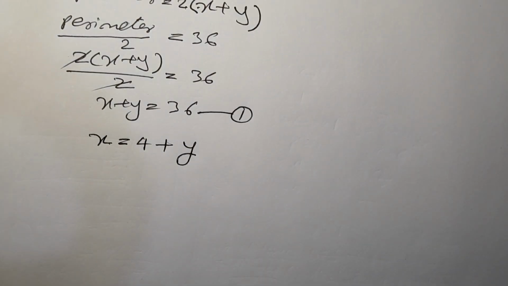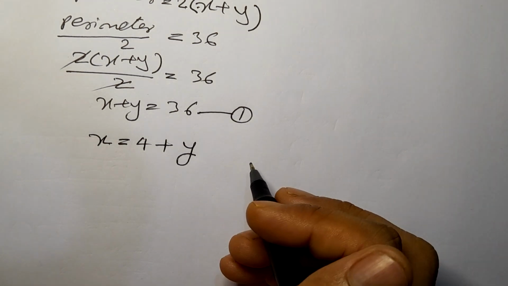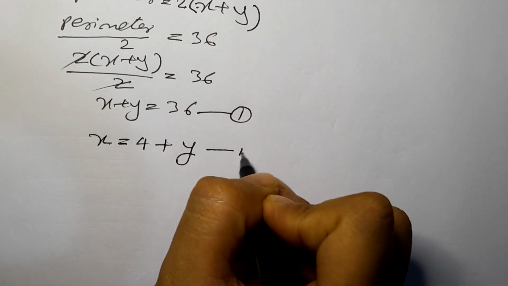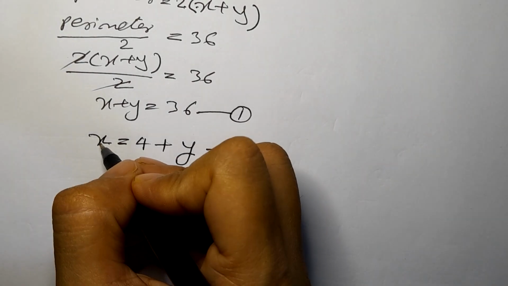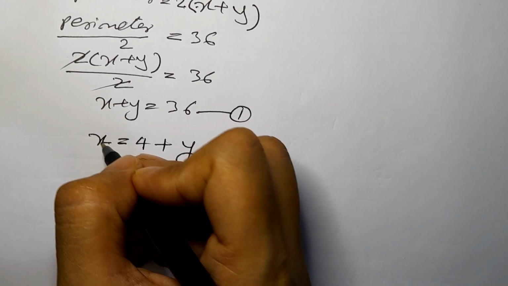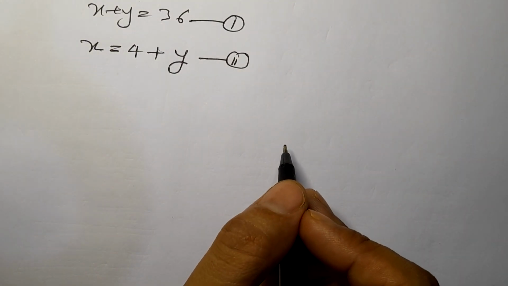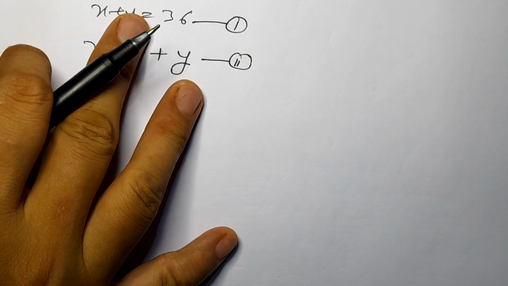You can go by substitution. Okay, let me go by substitution. I told you that I am going with elimination, but I'll go by substitution. We can go by any one. Since substitution, I am now putting the value of x in equation 1. If you go by substitution or elimination, we will get the same answer.